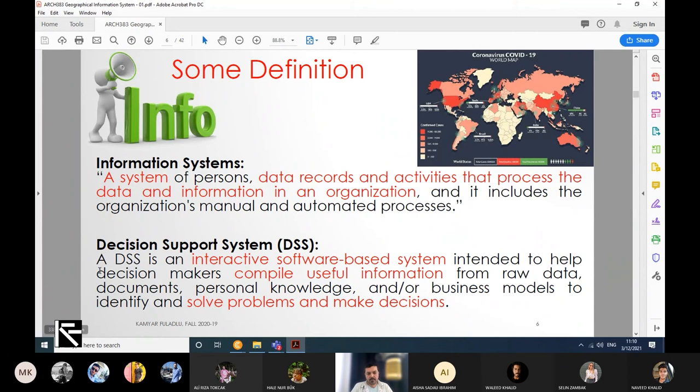So, very briefly, a decision system is interactive. It could be a software-based system, or it could be inside your mind manually, which helps you to compile data and available information. It could be a document, it could be your observation, it could be your own knowledge, in order to solve a problem or in order to give a model to the business or to the person or to the, let's say, organization.